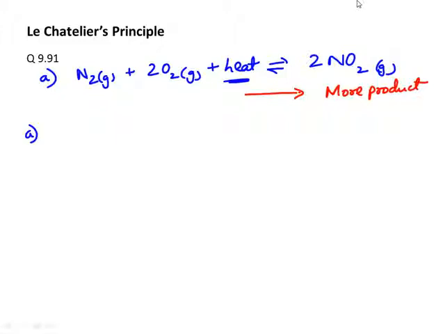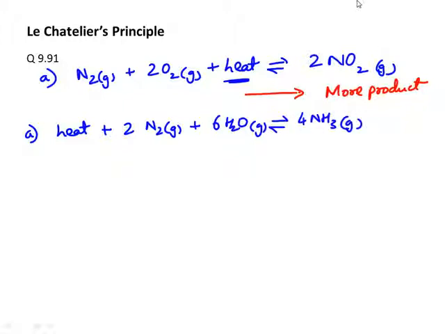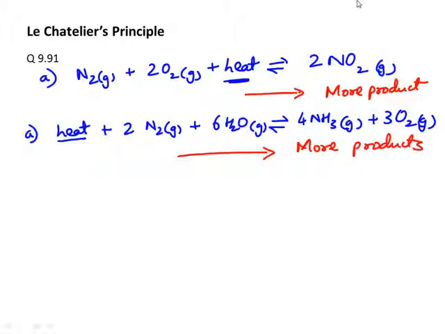In the second case, heat is again a reactant, so it's also an endothermic process. 6 H2O gas making 4 ammonia gas plus 3 oxygen gas. So same thing here as well. Since heat is a reactant, it's an endothermic process, and if we increase the temperature, we are increasing the amount of heat. Therefore, the reaction equilibrium will once again push in the direction of the products and give us more products. Oh, that was B. I'm sorry.